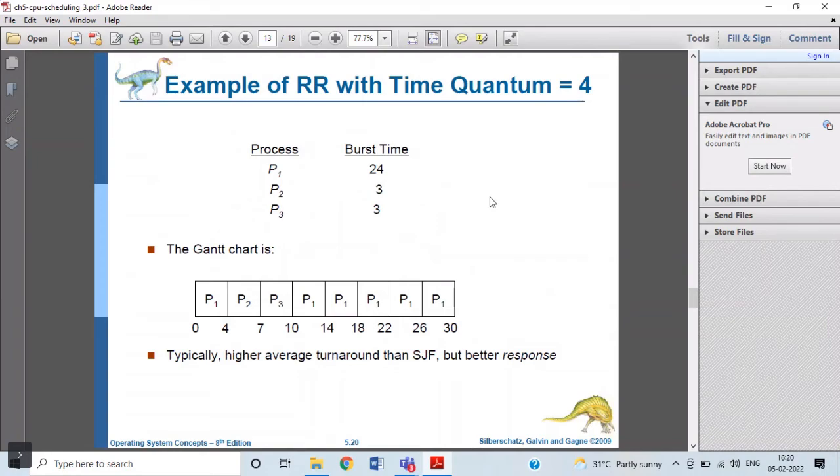So shall I go to the next scheduling algorithm? Yes, sure, ma'am.